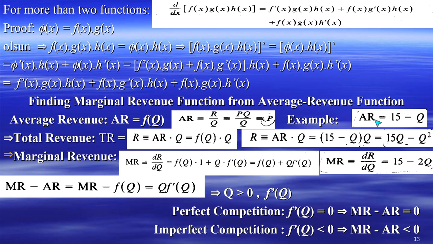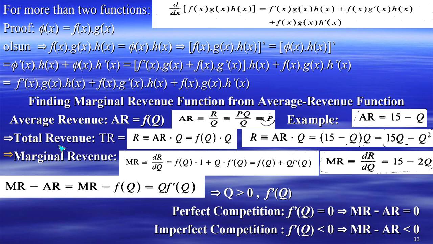So average revenue is, well, the price of something. A numeric example is average revenue equals 15 minus Q, for instance. Or P, the price, equals 15 minus Q, if you wish. When you have in hand the average revenue, you multiply this average revenue by Q, by the quantity produced or sold, then you obtain the total revenue. So if average revenue is f of Q, and you multiply it by Q, you obtain f of Q times Q. This is the total revenue. For instance, if your average revenue is 15 minus Q, this is a numeric example, when you multiply it by Q, you obtain the total revenue. What is it? 15Q minus Q squared.